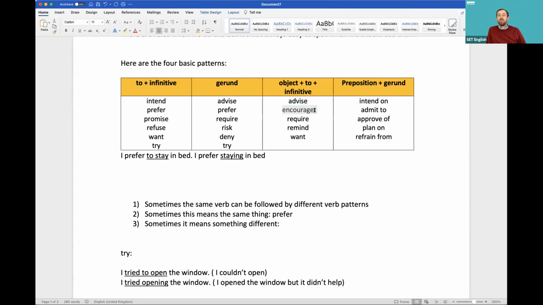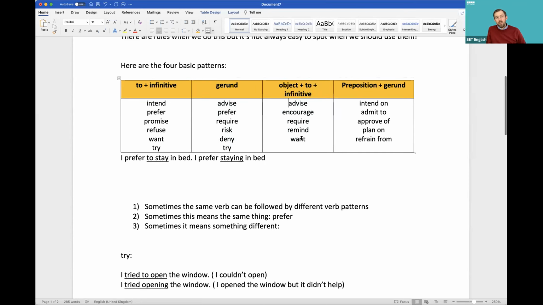I encouraged Joanne to do more exercise. I require you to remain here. I reminded her to put the bins out. I want you to be my best man. Object, you, her, him, John, and then to do something. That's the third verb pattern. And we can see that we do get more crossover. Advise can go there as well. Look at want. Want can be I want you to do something, or I want to do something.